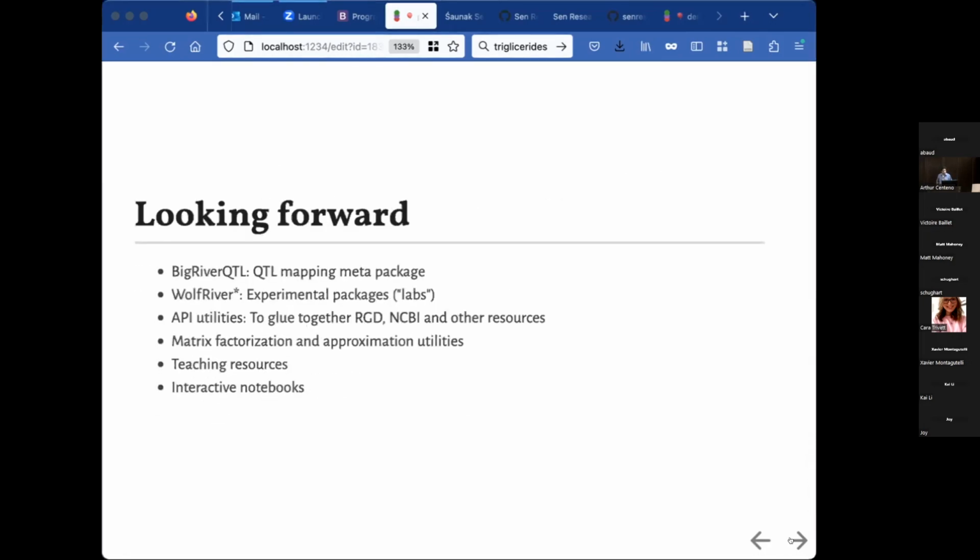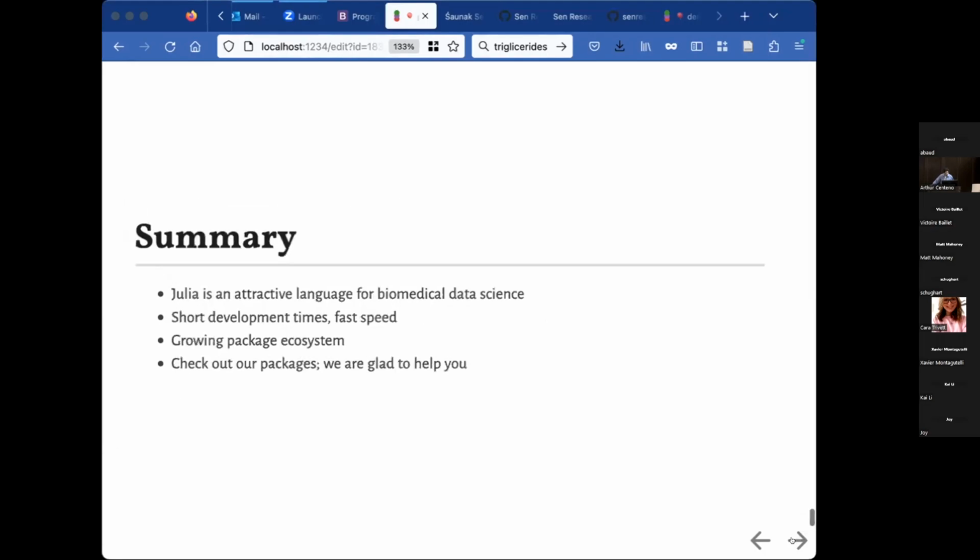I told you about the other API packages. And looking forward, we want to build upon this. We maybe want to make a QTL mapping meta package. Big River is the brand for that, because in Julia you have to name packages so that there is no ambiguity, and the experimental packages will be called Wolf River. Wolf River flows into Big River. And we want to build on these teaching resources and interactive notebooks.